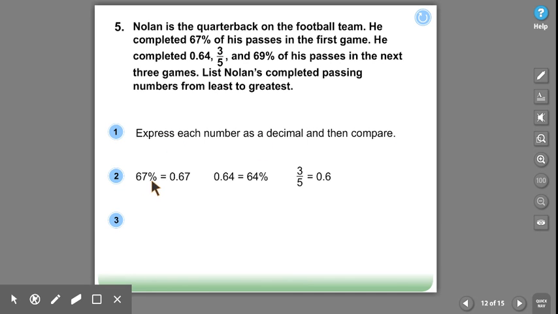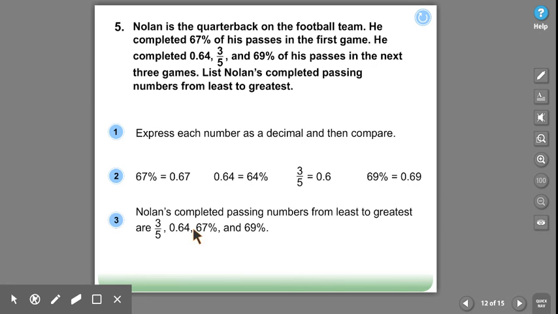So 67%, 0.67, 64%, 0.64, 3/5, 3 divided by 5 is 0.6, and 69%, 0.69. So all you have to do now is take these decimals and start comparing them. So the first one that we have in line is 3/5, 0.6. Then we have 0.64. Then we have 0.67, and then 0.69. So what you want to do is put them back into their original form from the problem. So 3/5, 0.64, 67%, and 69%.